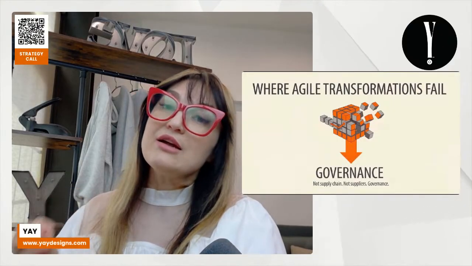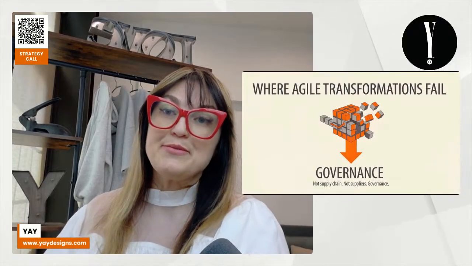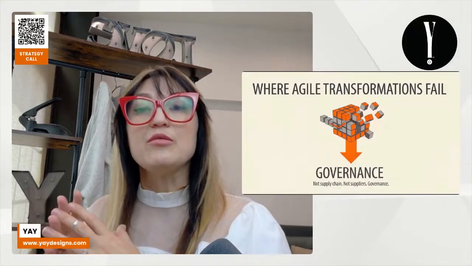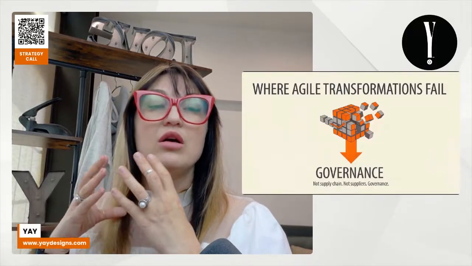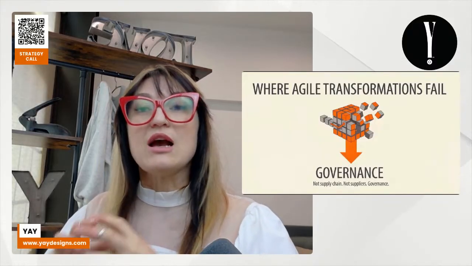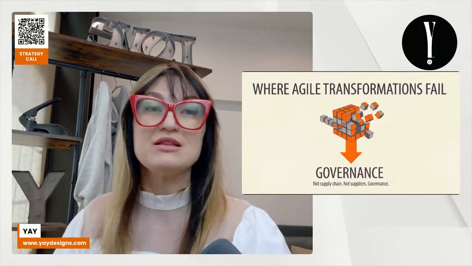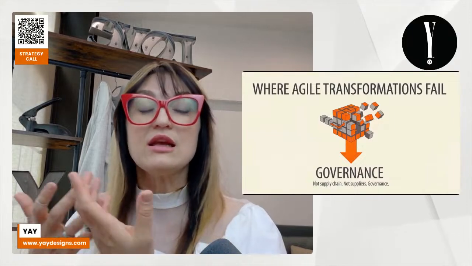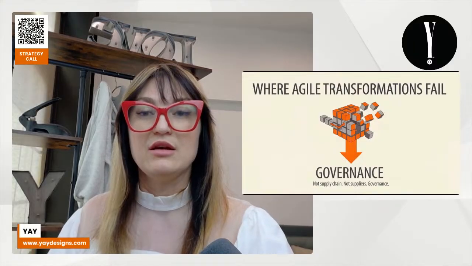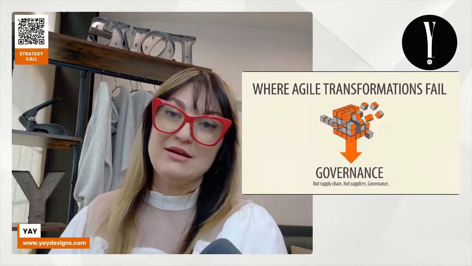This is where the most agile transformations honestly fail: governance. Not because of your supply chain, but because of how we are approaching it. How are we asking those questions ahead of time, and who is responsible for constantly optimizing this process? You cannot run an agile system with traditional KPIs.